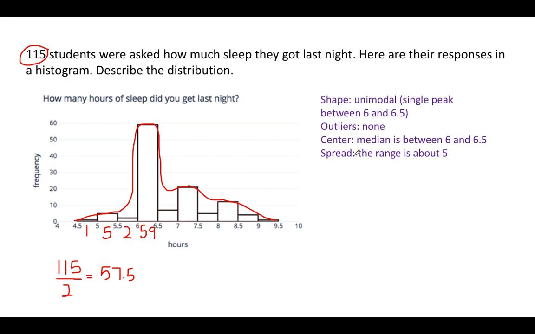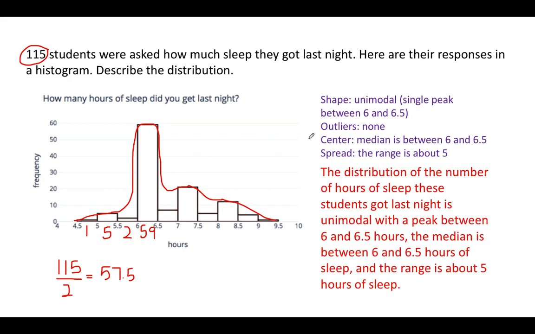We're just approximating it. And then we want to put everything together in a sentence. So we would say the distribution of the number of hours of sleep these students got last night is unimodal with a peak between 6 and 6.5 hours. The median is between 6 and 6.5 hours of sleep, and the range is about 5 hours of sleep.